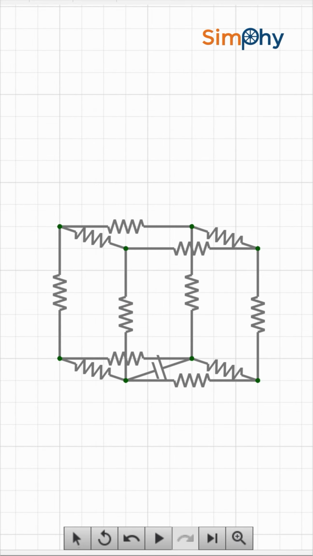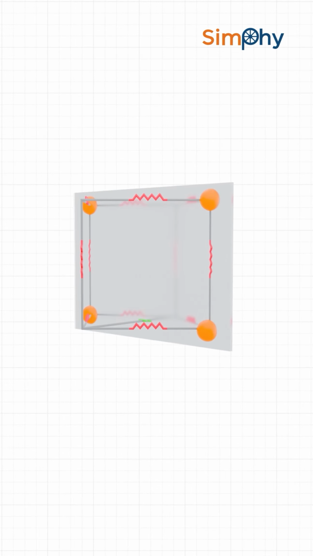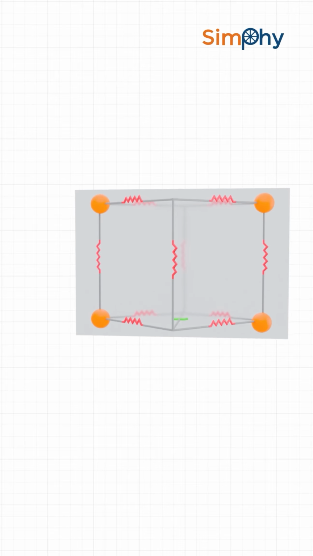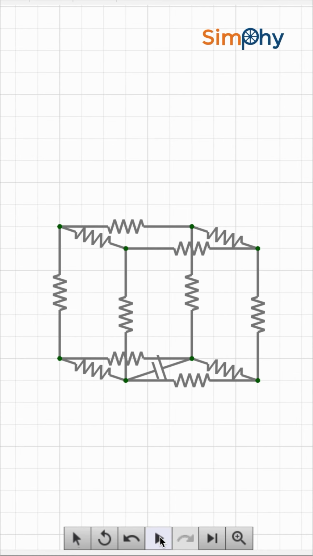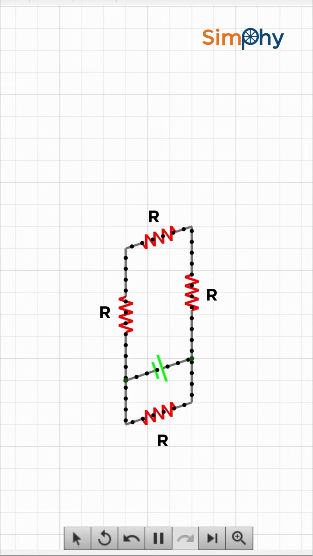If we connect the battery to the face diagonals, the plane of symmetry shifts along this diagonal, where the orange points have the same potential, meaning no current flows through certain resistors. Removing them simplifies the net resistance calculation, where the net resistance will be 3R by 4.